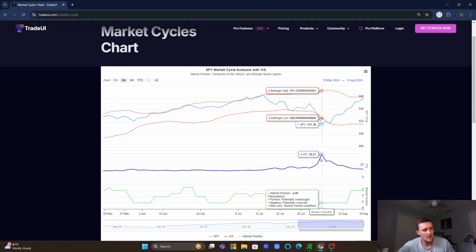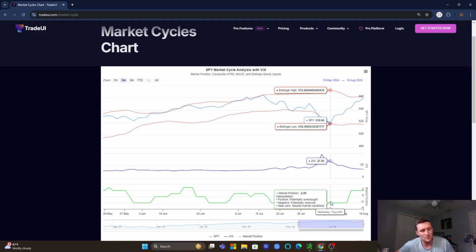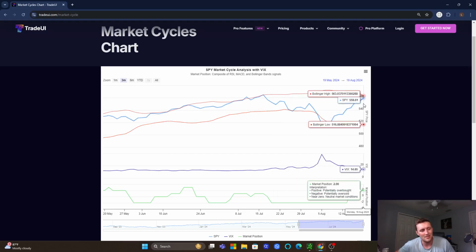The VIX spiked really high at 38, came back to 27, but we're still in an oversold situation here. So the fact that we're still oversold means this is another time to enter in and average down. And as you can see, the S&P 500 ripped since then and is already testing the upper Bollinger Band, where this is the beautiful part, guys.